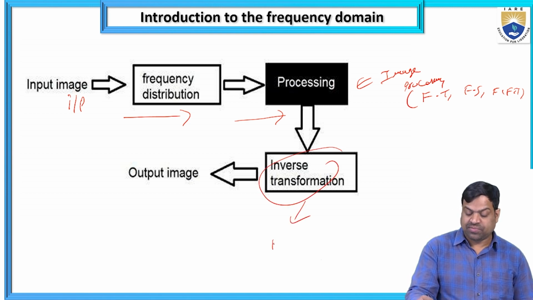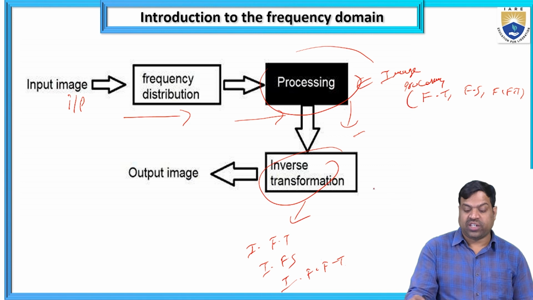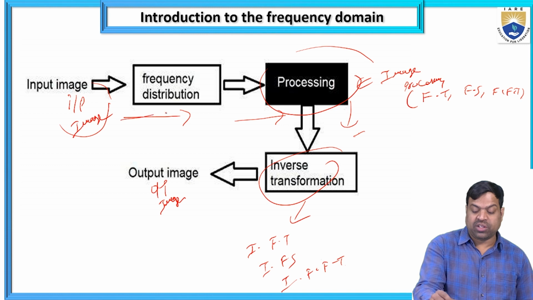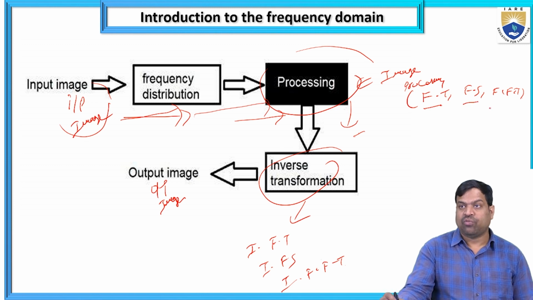Inverse transform means inverse Fourier transform, inverse Fourier series, inverse fast Fourier transform, like this. So after the image processing, the inverse is exactly opposite to the processing, and it gives the output. So input is an image and output is also an image. Meanwhile, to the input image I am applying the frequency distribution, which is a Fourier transform, Fourier series or fast Fourier transform. These are the techniques applied for processing, followed by the inverse transform. So inverse transform means after the processing of the Fourier transform we apply the inverse for it. Finally we get the output image.